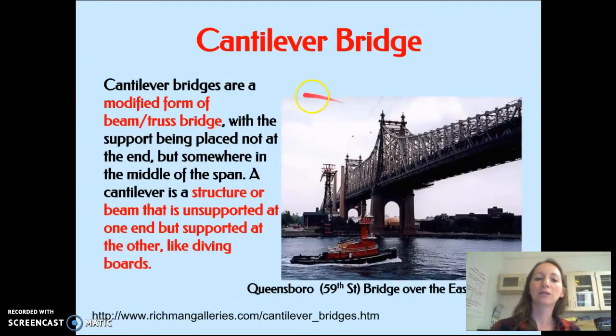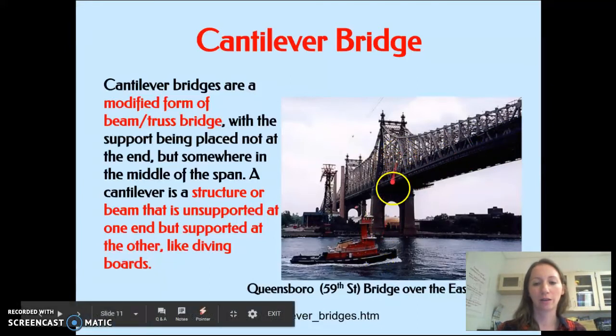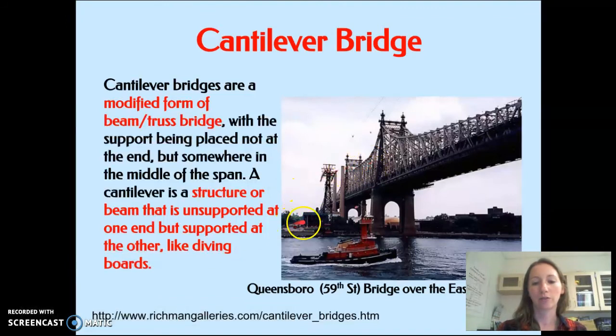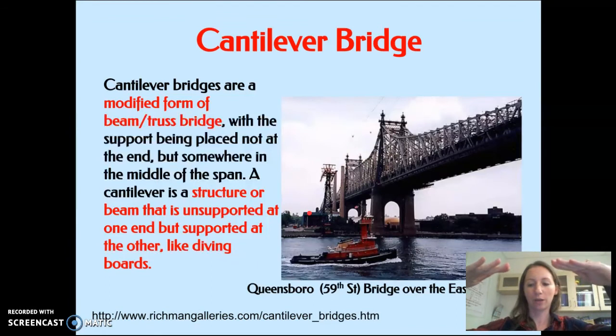All right, a cantilever is really a form of a beam or truss bridge. It's a fancy truss, basically. And it's a structure or beam that is unsupported at one end, but supported at the other. Think of it kind of like a diving board. It's attached over on the side and it has support, and then it juts out into the water, and it doesn't really need anything holding it up on the ends. It'll often be like two diving boards coming out and meeting each other, and then you can rest the bridge on top of them.